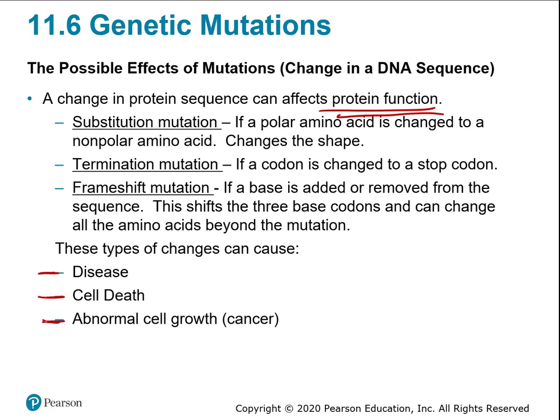Well, one, the cell might die. If this is a really important enzyme or a really important gene, then that protein doesn't work and the cell might not survive. This could also cause a change in how that cell grows. One of the jobs that DNA has is to help control what's called the cell cycle, how often the cell goes through mitosis, when one cell divides into two cells. So the DNA does control that.